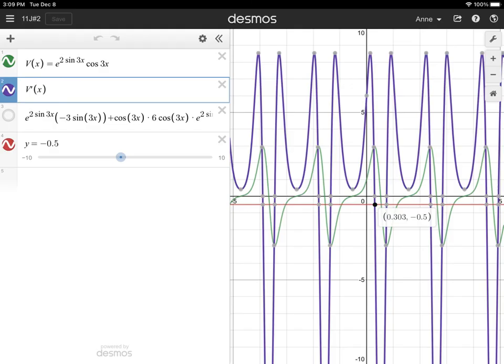Having graphed it, this purple is the acceleration because it's the derivative of velocity. And the first time that it hits negative 1/2 on y is about 0.3 seconds in. So there's your answer.